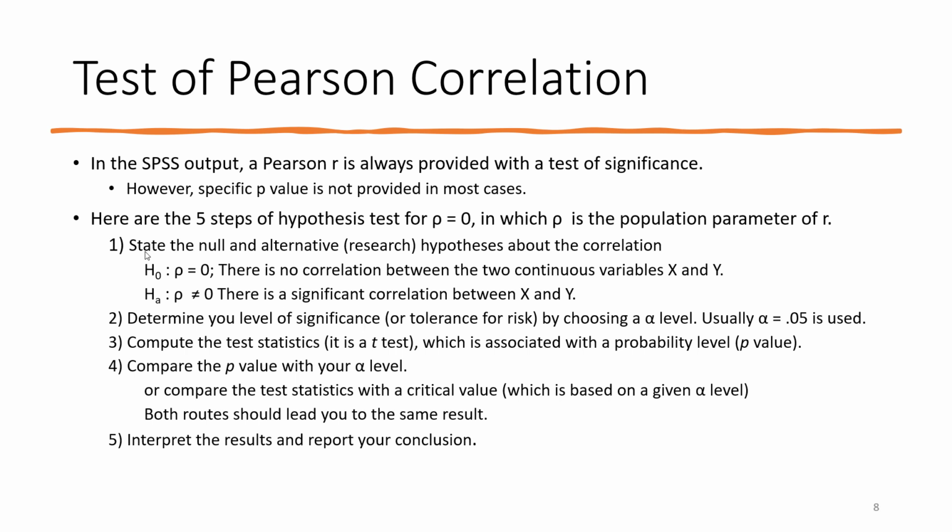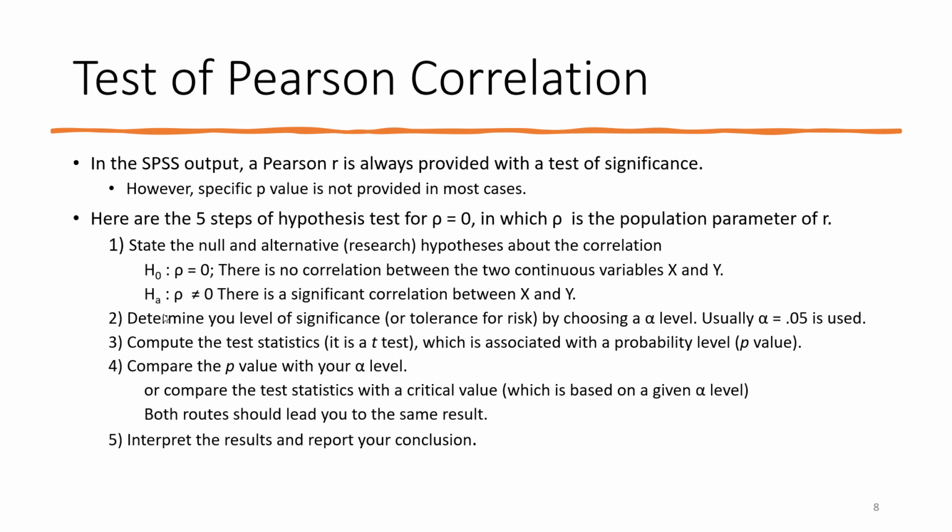Step 1, we state the hypotheses. The null hypothesis is that no correlation exists between x and y. The alternative hypothesis is that there is a significant relationship between them. Set the alpha value in step 2. In step 3, we compute the test statistic and get its p-value.